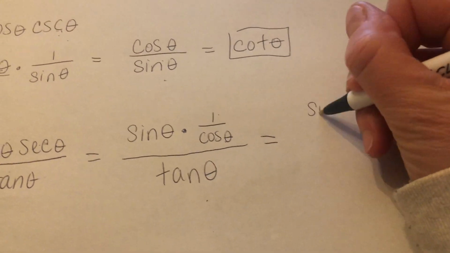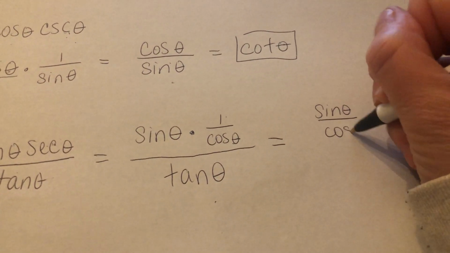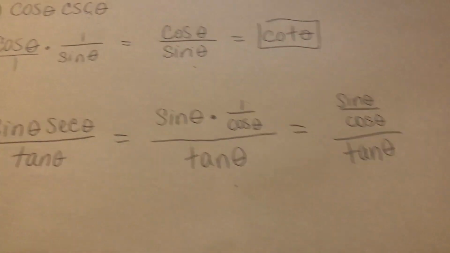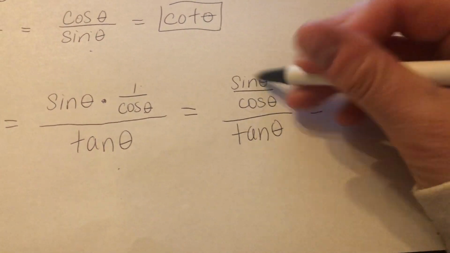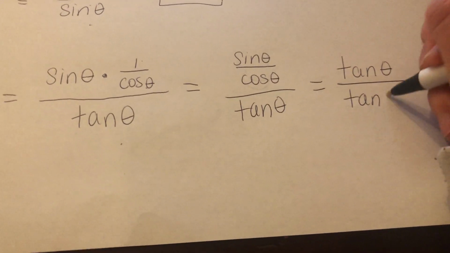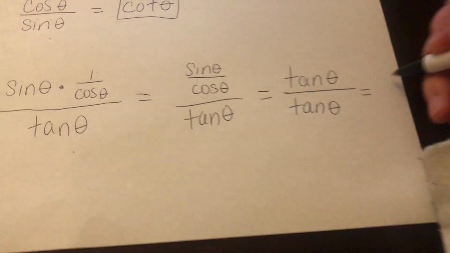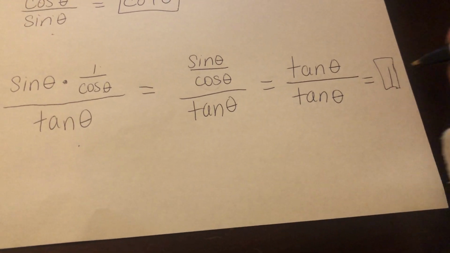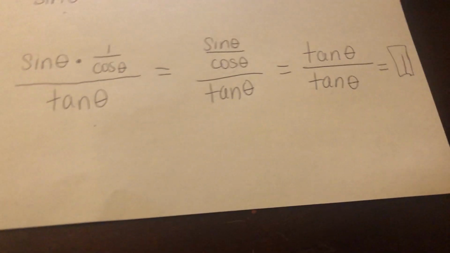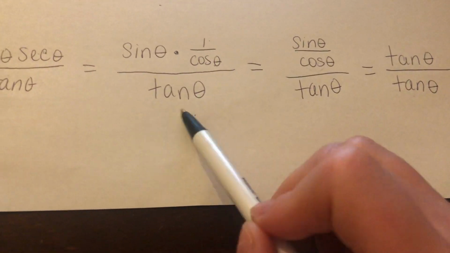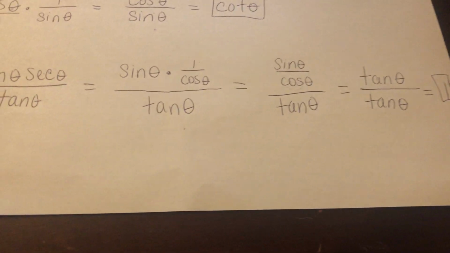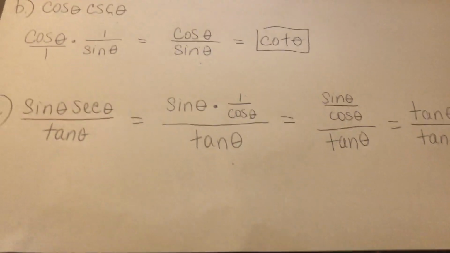So here this is sine theta over cosine theta, right? Over tangent theta. So that's the same thing as tangent theta over tangent theta, which is 1, right? Anything over itself is 1. Right, so sine over cosine is tangent, and then I have over tangent is 1. Or if I changed it to sine over cosine here, I would have just had sine over cosine over sine over cosine, which is 1. All right, so sometimes you've got to just work them out a little bit.